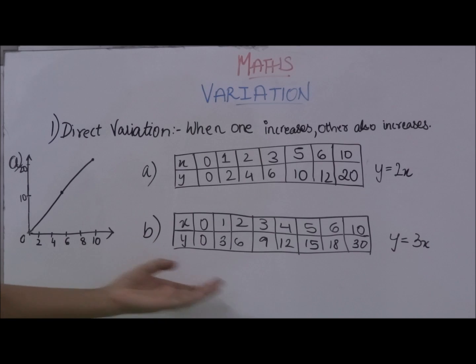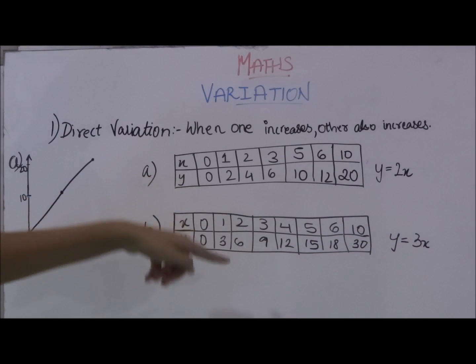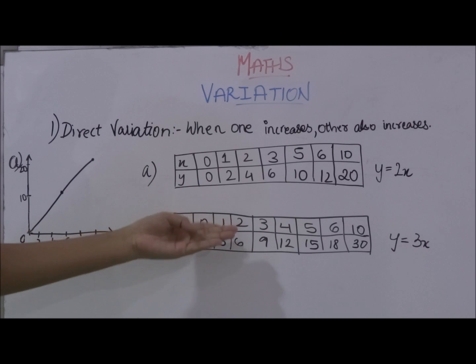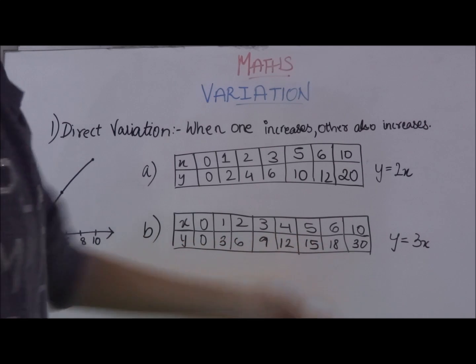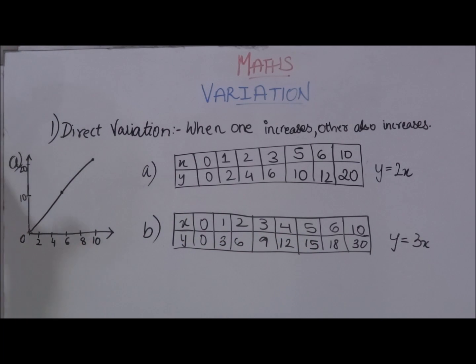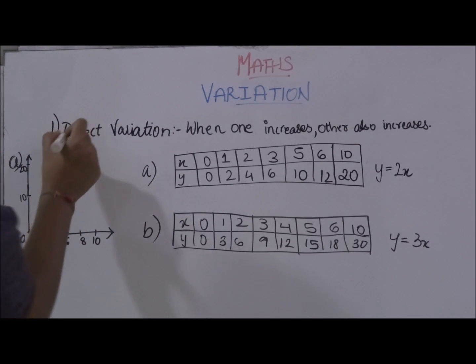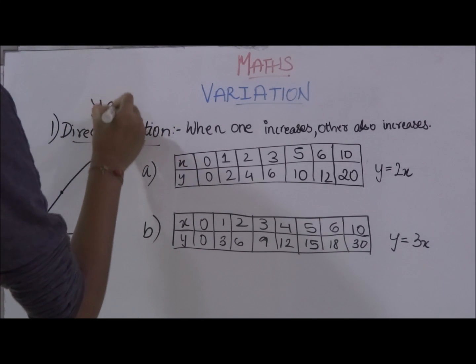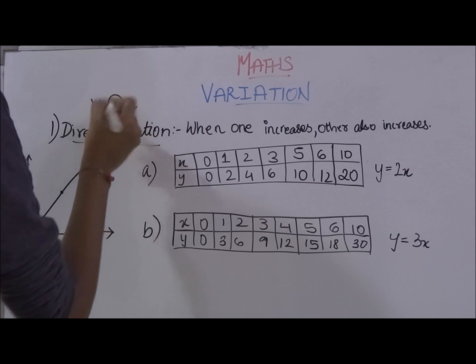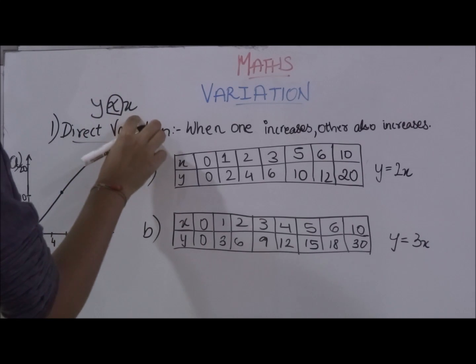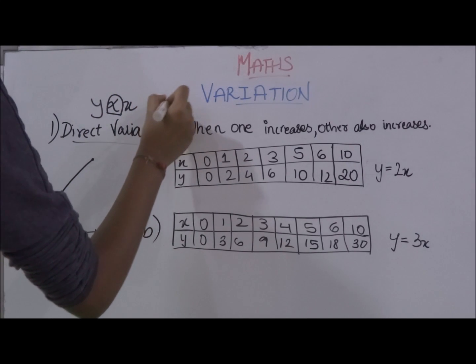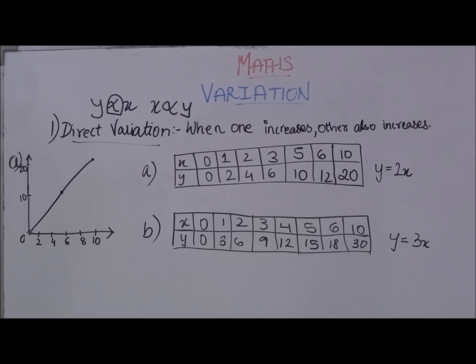Let's take another example. y is equal to 3x. So when x is 1, y is 3, and when we increase the value of x to 6, the value of y also increases to 18. So, y is directly proportional to x. This is known as direct variation and it is written as this. This sign means directly proportional to. Therefore, we can either write y is directly proportional to x or x is directly proportional to y.